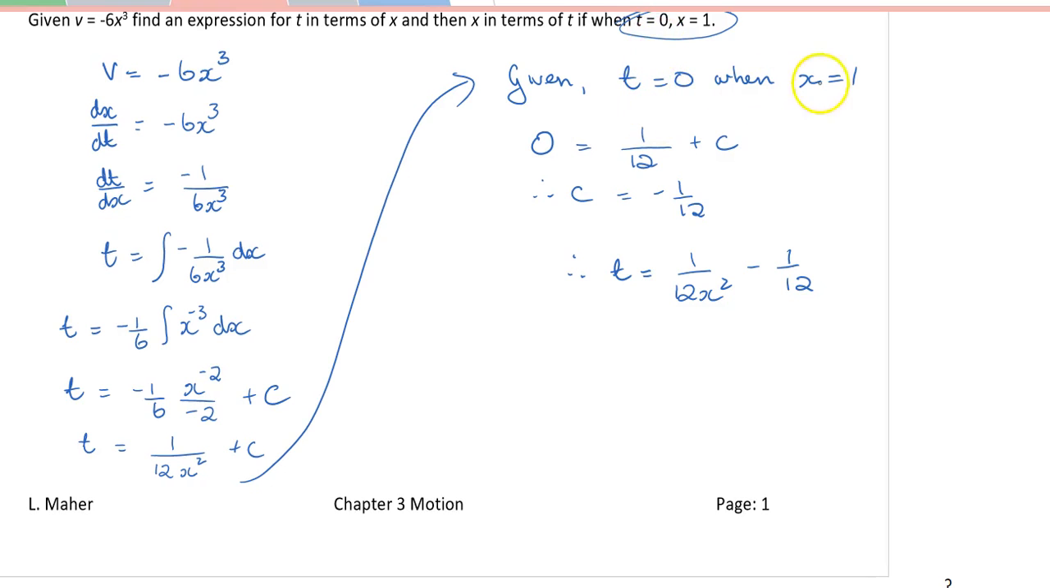It says when t is 0, x is 1. Subbing that in, you get that c is minus a 12th and t is equal to this. We still need an expression for x in terms of t. So I guess we've done the first bit. We've got t in terms of x, but what will be much more useful is x in terms of t.